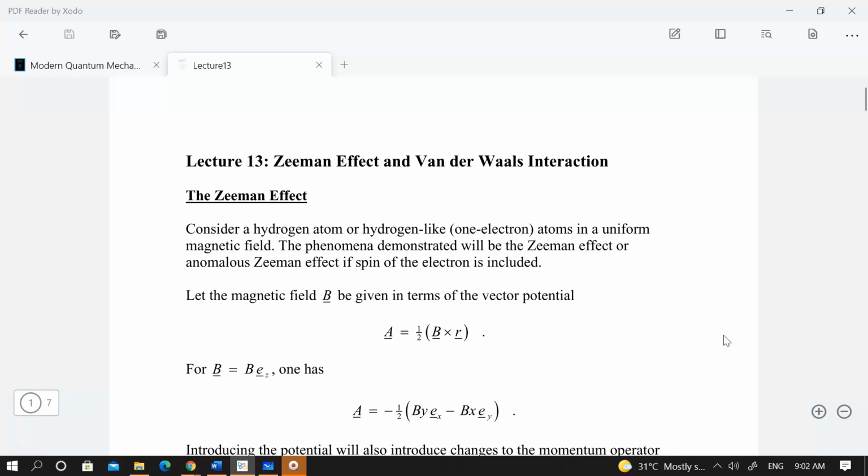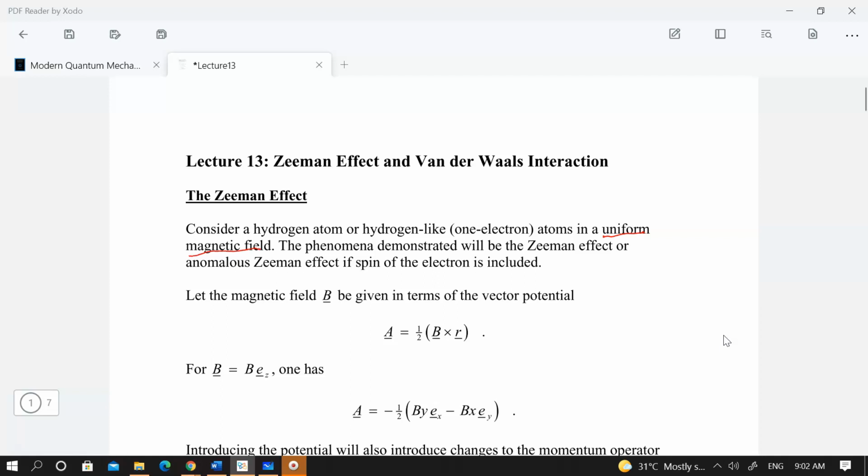So one considers the case of the hydrogen atom, or much more generally a one-electron atom. Normally it's called a hydrogen-like atom. Just like in the case of the Stark effect, where you have an electric field, but instead of an electric field, now you consider the case of a magnetic field.